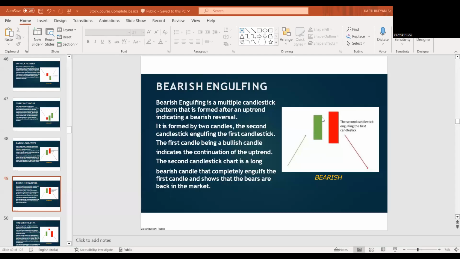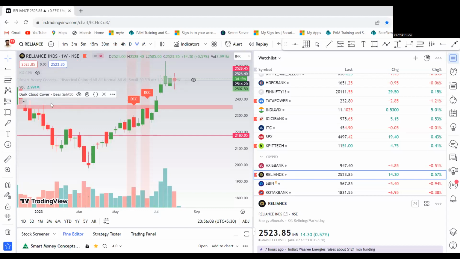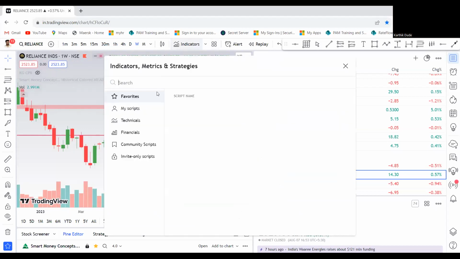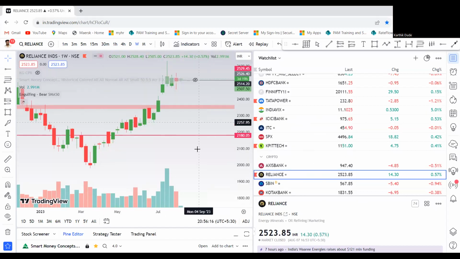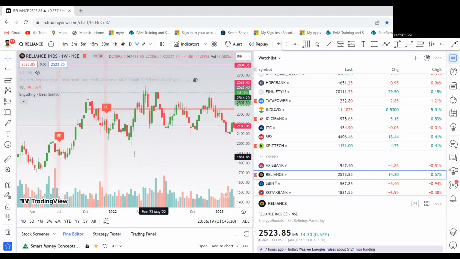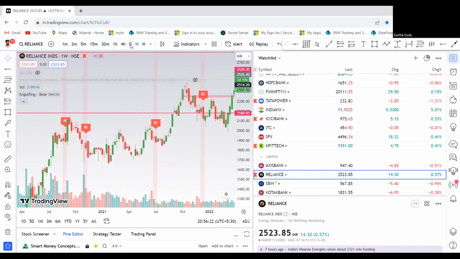Bearish engulfing candle. This is pretty much similar to the dark cloud, but here the previous green candle is completely engulfed by the red candle, meaning strong sellers are present. So there is a high chance that the price is going to reverse here. Let's check it. Whenever this candle is formed, there is a high chance that a reversal is going to take place. Let's check in a day time frame.